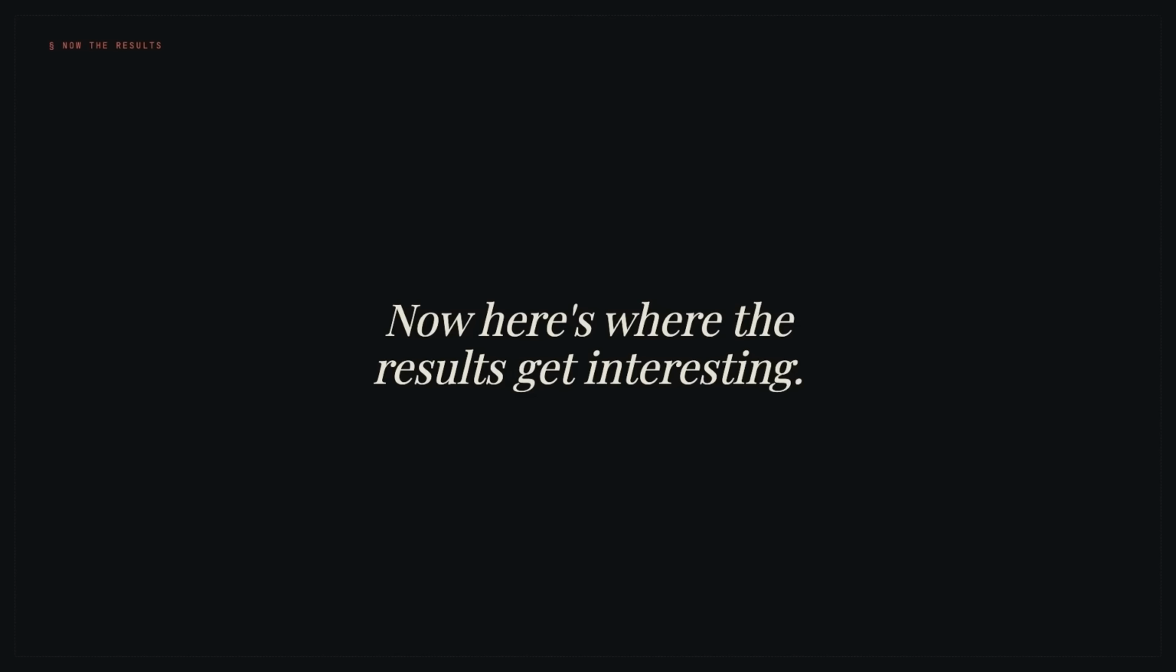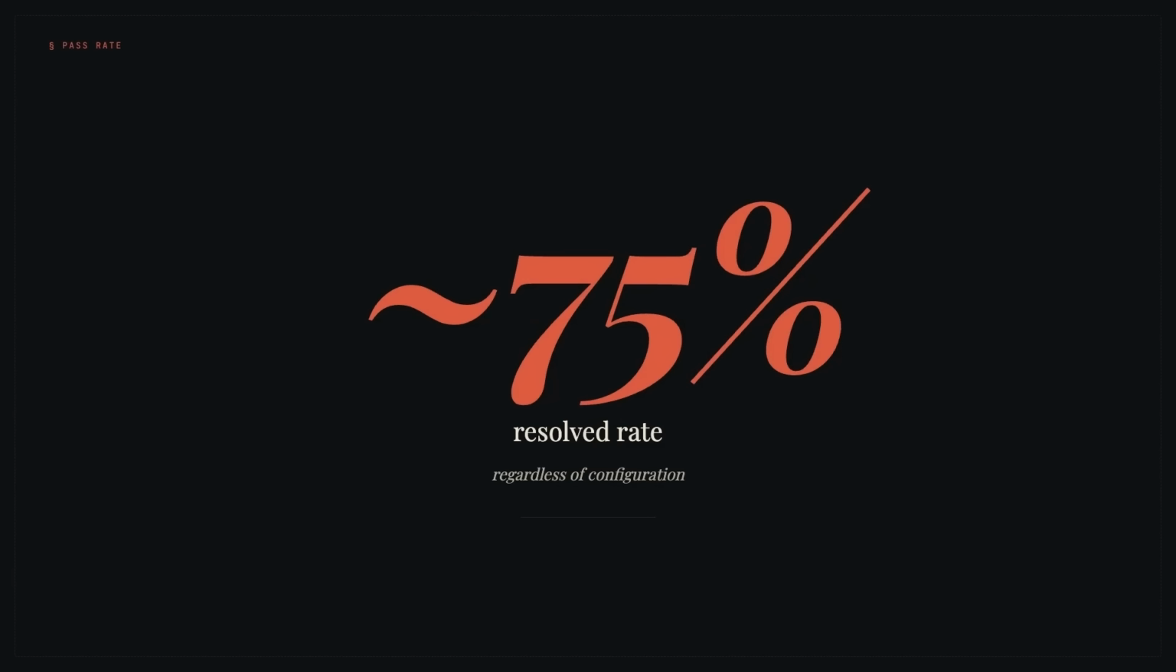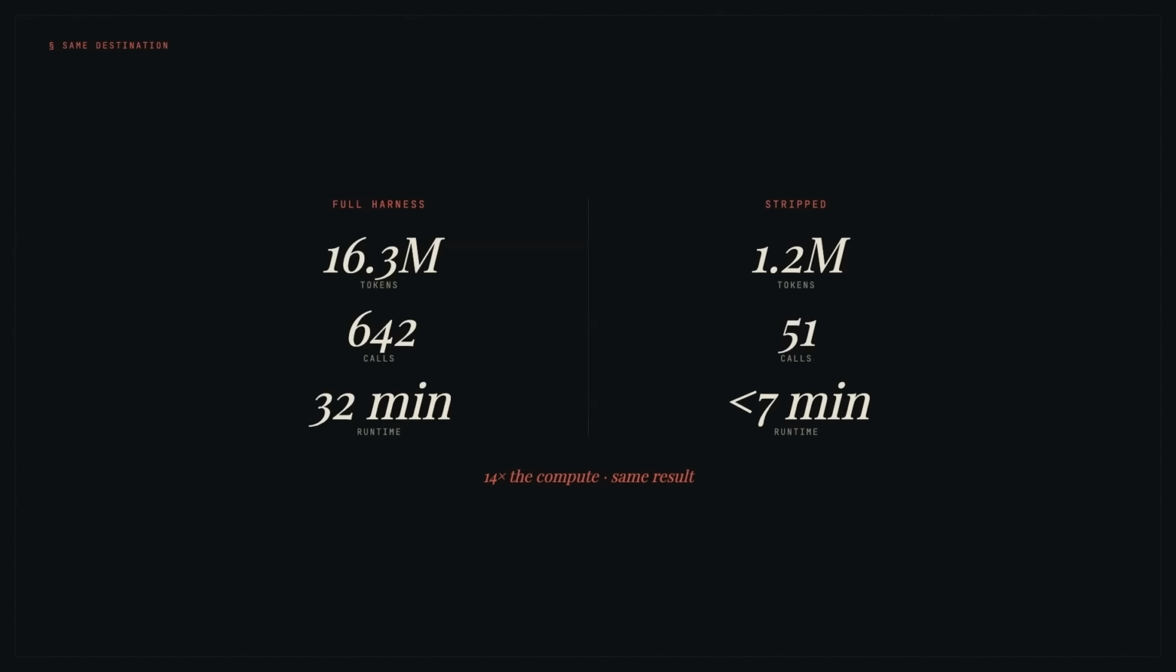On SWE-bench Verified with GPT-5.4 at maximum reasoning, the resolve rate clustered around 74 to 76% regardless of the configuration. But the full harness burned 16.3 million prompt tokens per sample. You're talking about more than 600 tool calls with more than 32 minutes of runtime. But then they stripped down a version of this, which used 1.2 million tokens, 51 calls, under 7 minutes, same destination, 14 times less compute for the same result.